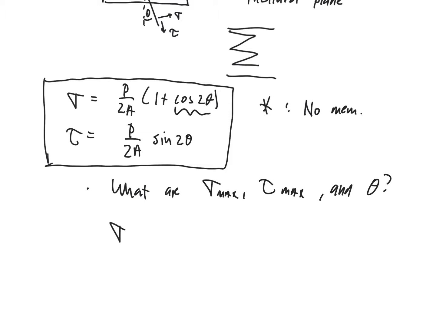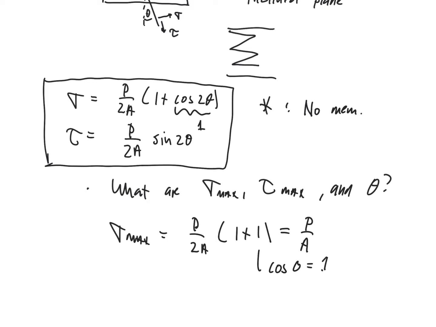So we know that the sigma max that we would get would be P over 2A times 1 plus 1. And so that 2 is going to cancel, and that's going to be equal to P over A, which not coincidentally we've seen before. So we have to ask then, when is the cosine of 2 theta equal to 1? And of course, that's going to be when theta is 0. The cosine of 0 is going to be equal to 1.